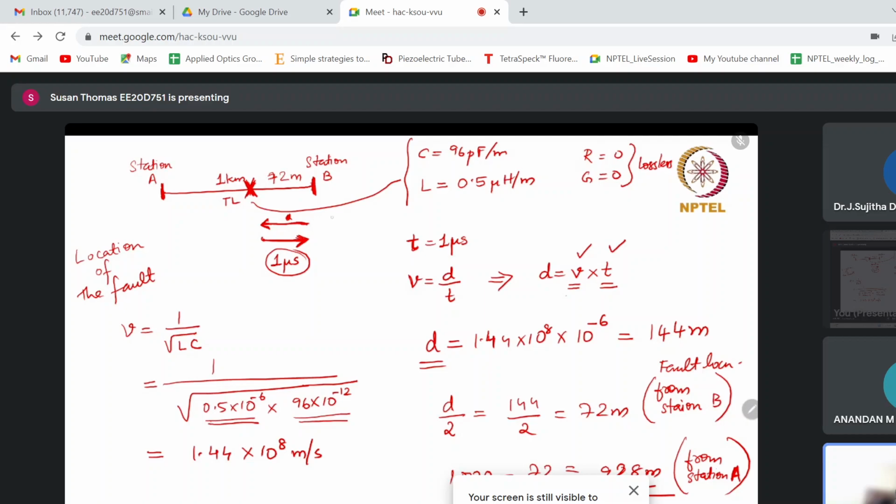So at t equal to 0, we send a pulse, and at t equal to 1 microsecond, you receive back that pulse. So this is d by 2 and this is d by 2. The total distance traveled is d, which happens in time 1 microsecond when the signal speed is v. So whatever distance we calculated here as d is the total to-and-fro distance, from station B to the fault location and then back again to station B. So the location of the fault is at half of that distance. I hope it is clear.